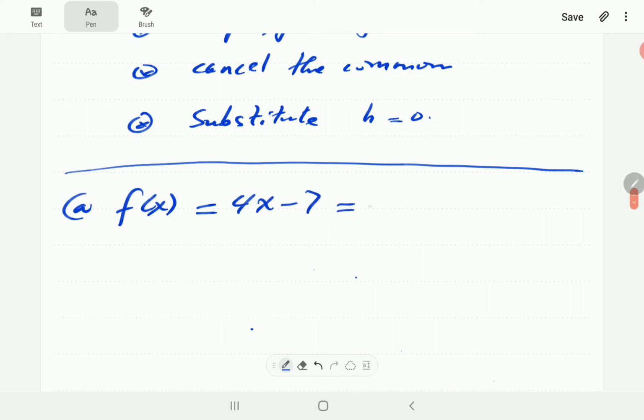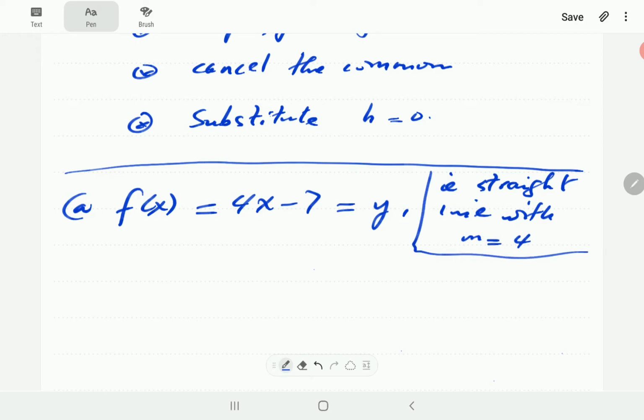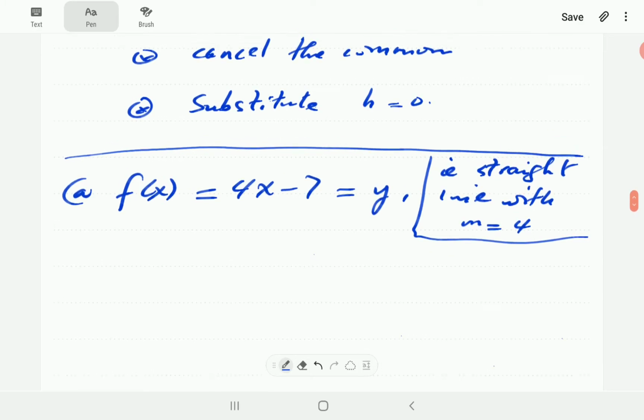Just before we work this out, remember f of x is y. Y equals 4x minus 7 represents a straight line, i.e. a straight line with gradient 4. Now remember, we say the derivative is the gradient, so that means here we just expect that our answer is going to be equal to 4.